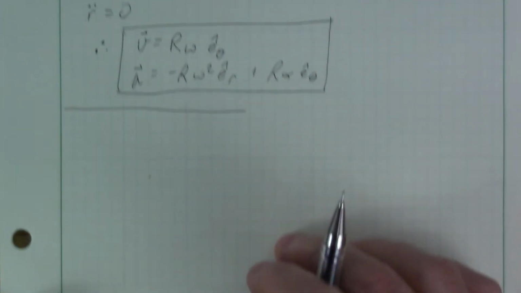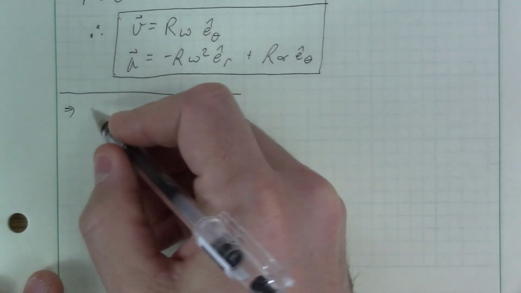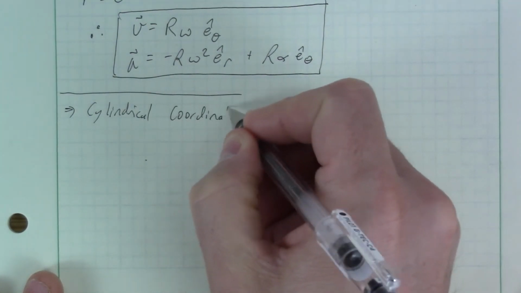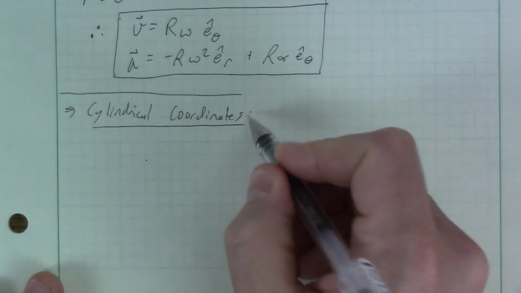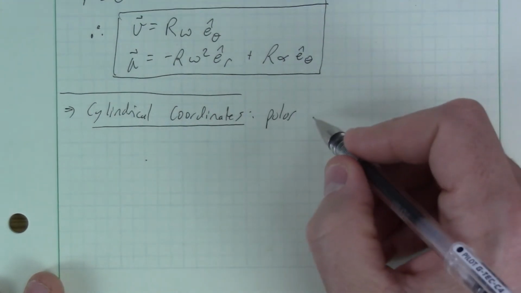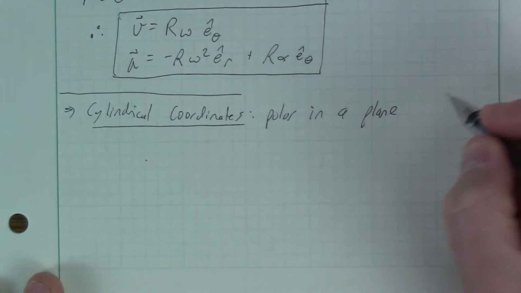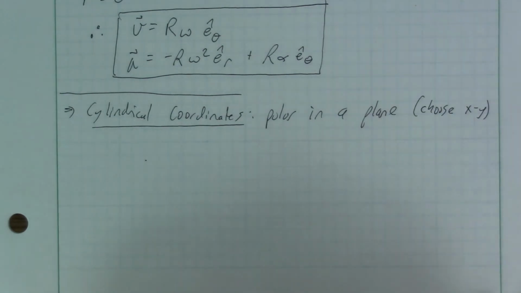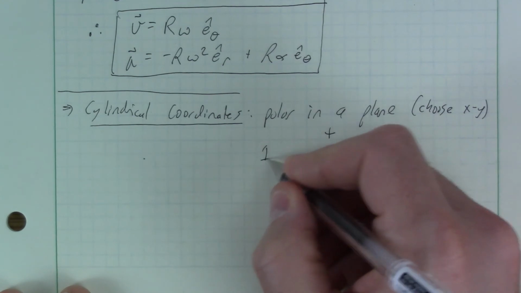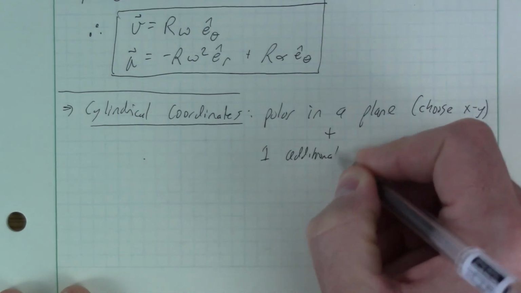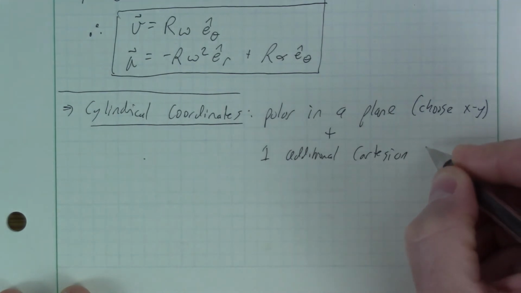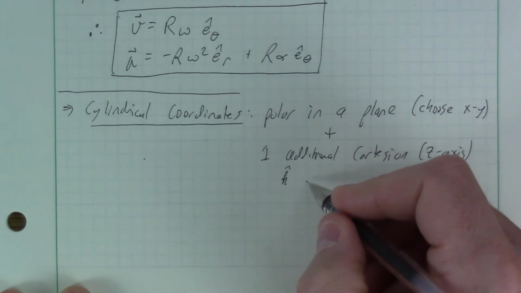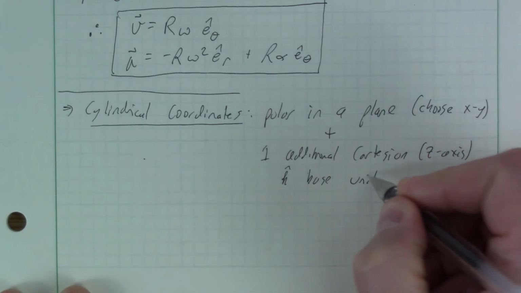All right, last thing before we wrap this up: everything so far has been polar coordinates. Cylindrical coordinates is just a 3D extension. So we have polar coordinates in a plane, which typically we think of as the XY plane. And then we add one additional Cartesian axis, this would be the z-axis, and it will have a k hat base unit vector.